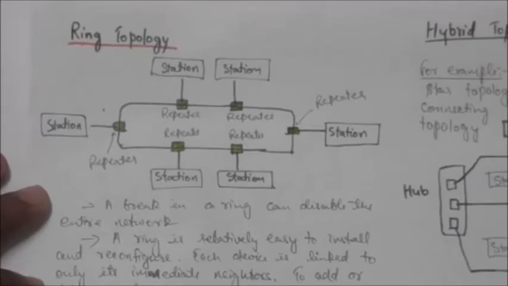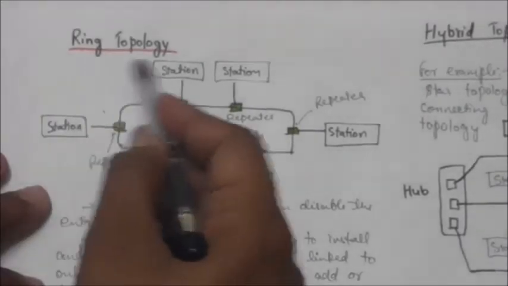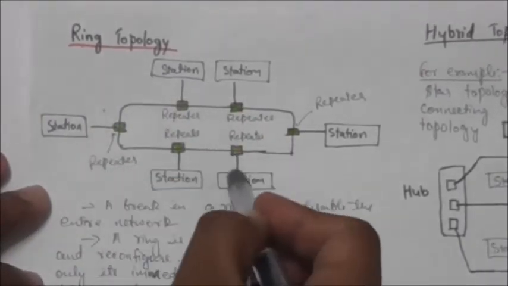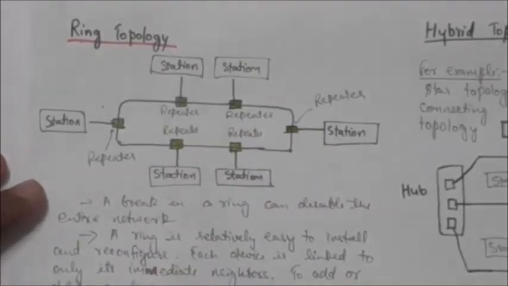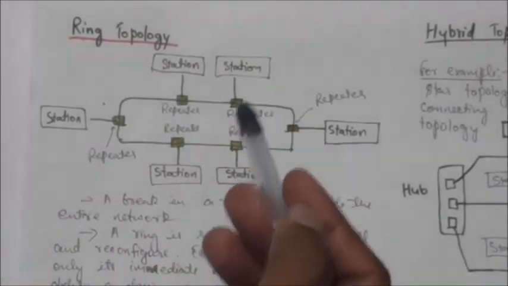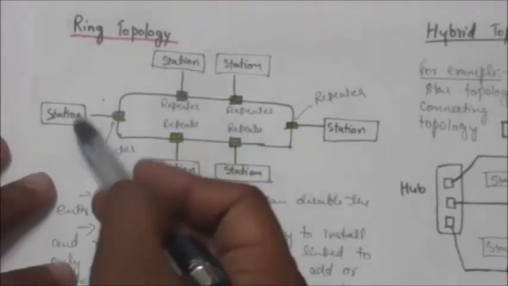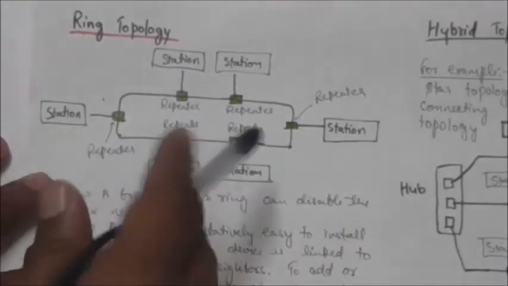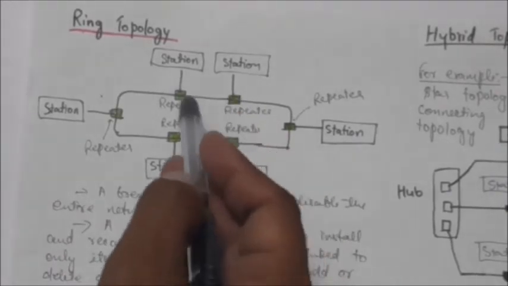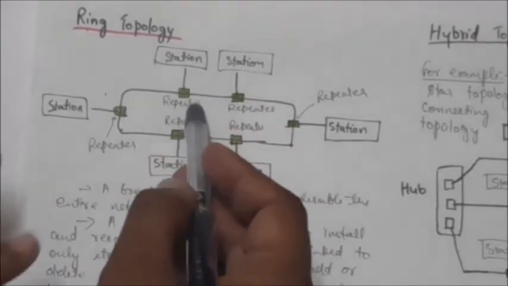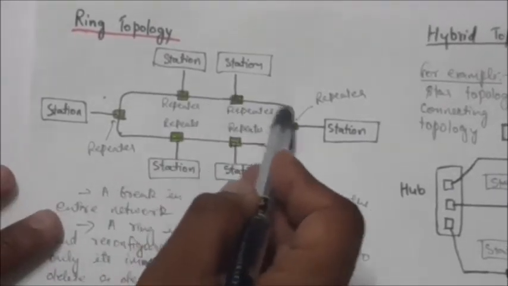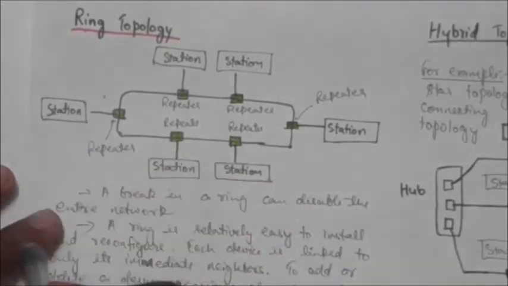Now we will study about ring topology. What happens in ring topology? As you can see in this diagram, in ring topology, each device has a dedicated point-to-point connection with only the two devices on either side of it, right? So a signal is passed along the ring in one direction from device to device until it reaches the destination.